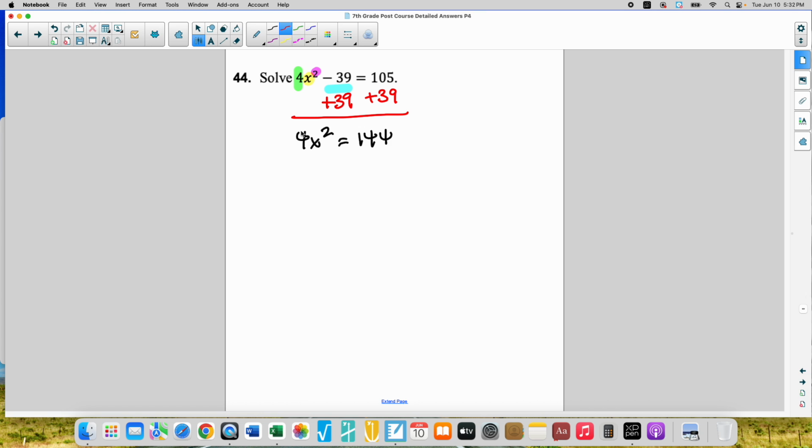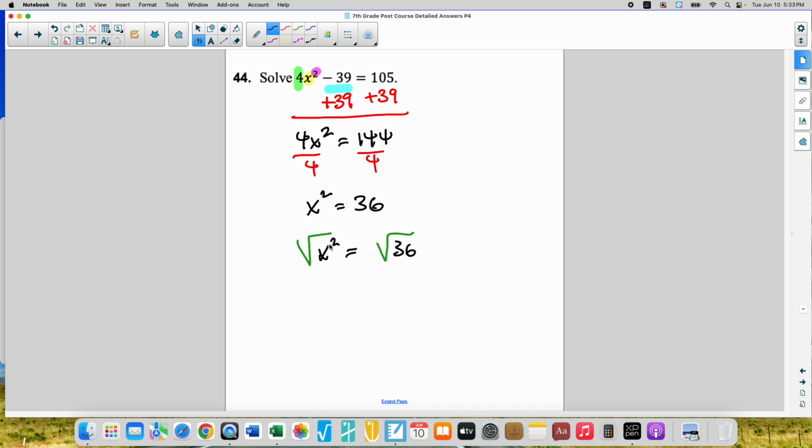And now we're going to get rid of the multiplication, so we will divide by 4. That leaves us with x squared equals, what's that going to be? That's going to be 36. And now we have to take the square root. It's being squared. What gets rid of a square is a square root. So we're going to take the square root of x squared. And what we do to one side, we have to do to the other. So we're going to take the square root of 36.